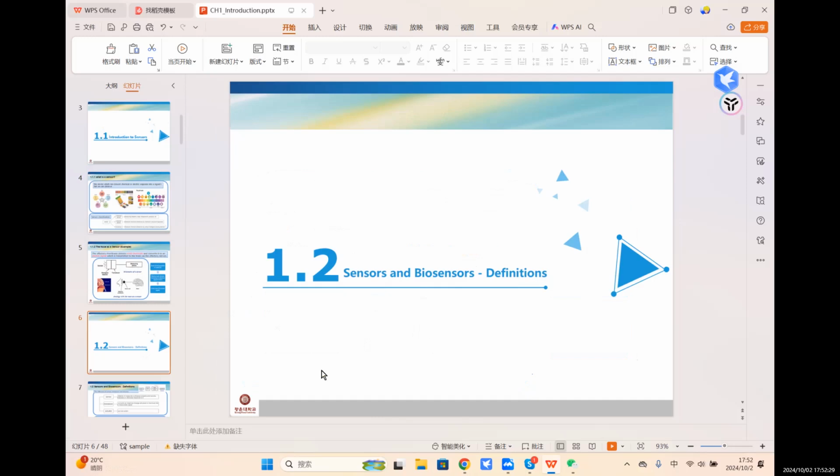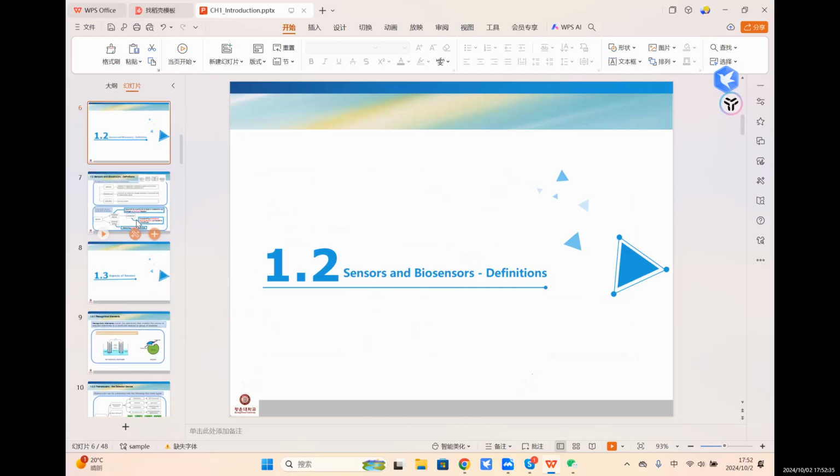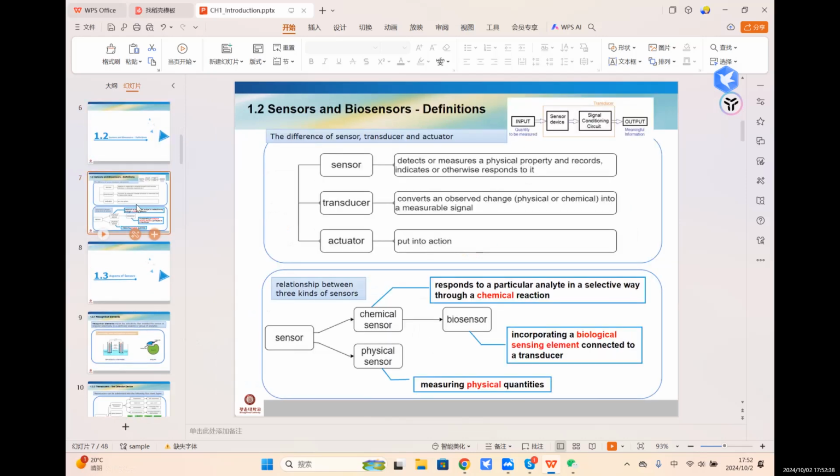So 1.2, sensors and biosensors definitions. As you can see, there are 3 points: sensor, transducer, and actuator, and they're all important. A sensor detects or measures a physical property and records, indicates, or otherwise responds to it. A transducer converts an observed change into a measurable signal, and an actuator puts it into action.